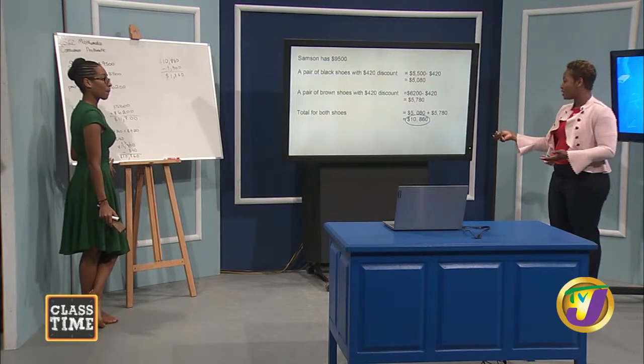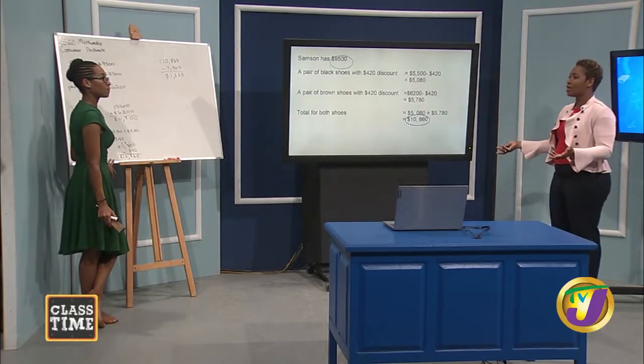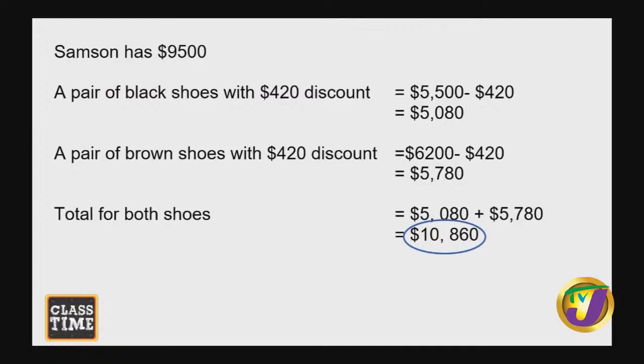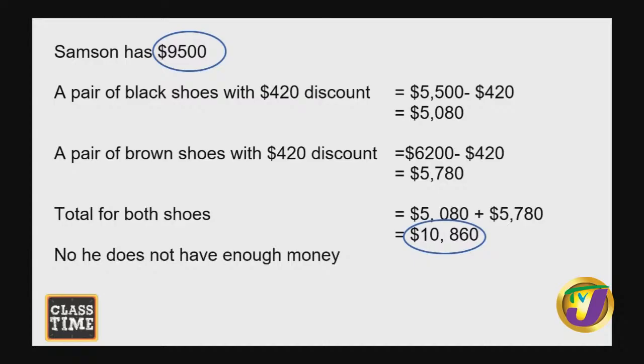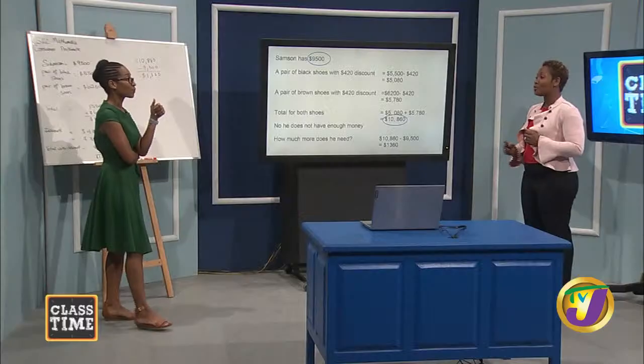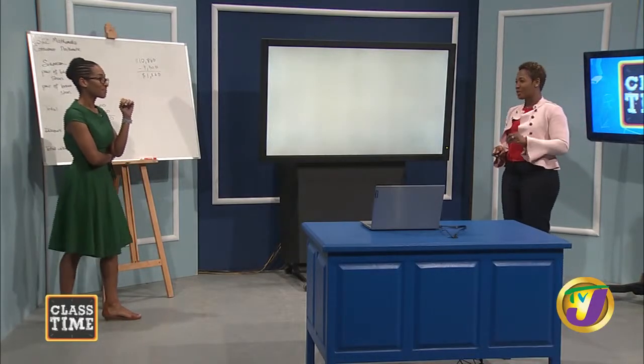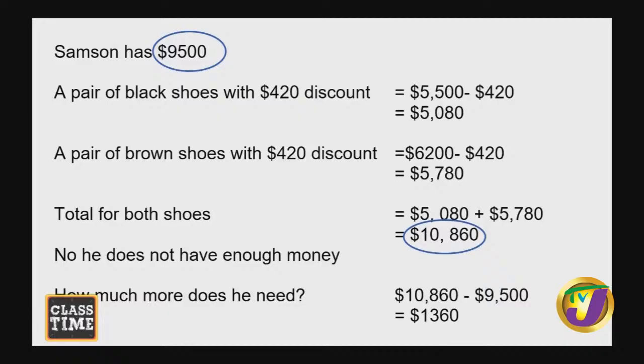And as you rightfully said, we have to examine the total cost for both shoes against what Samson has. And clearly, Samson doesn't have enough. It's a pity, but maybe he can save some money this month. Or he can try and buy one pair of shoes. No, Samson wants to buy his 2 pairs of shoes. Leave Samson alone. All right. So Samson needs to get $1,360 in order to purchase both shoes. Reasonable. All right.